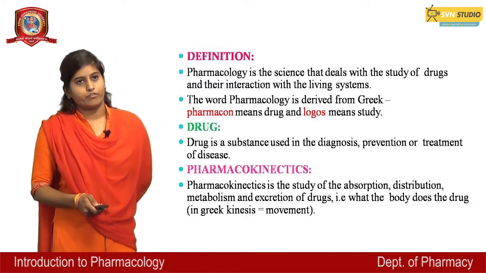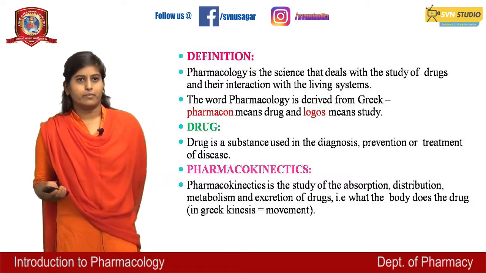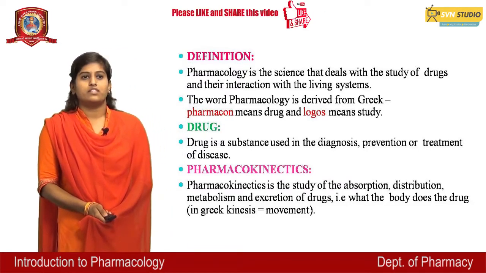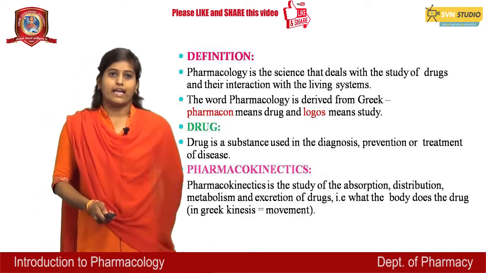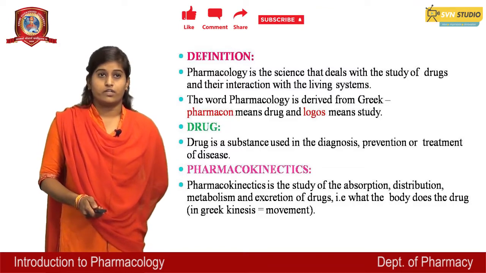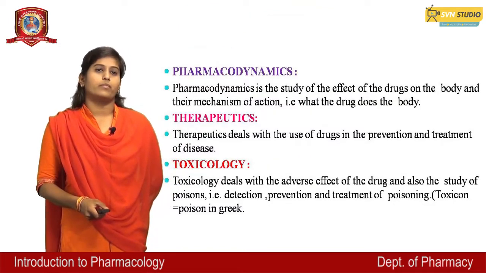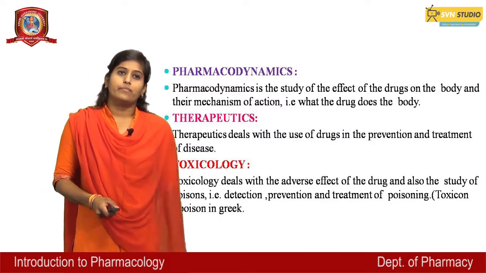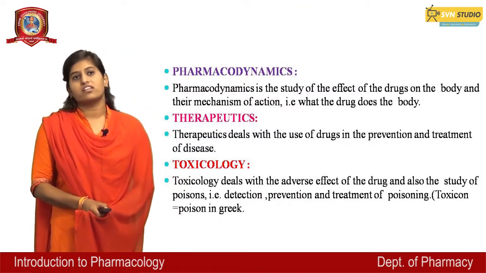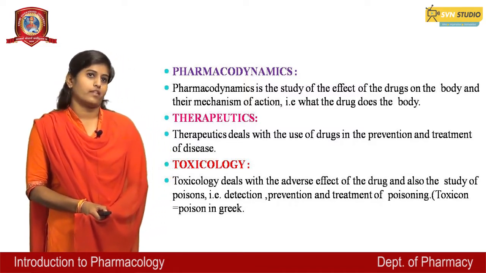There are two divisions of pharmacology, that is pharmacokinetics and pharmacodynamics. Pharmacokinetics is the study of the absorption, distribution, metabolism and excretion of drugs, that is, what the body does to the drug. Kinesis means movement. Pharmacodynamics is the study of the effect of the drug on the body and its mechanism of action, that is, what the drug does to the body.